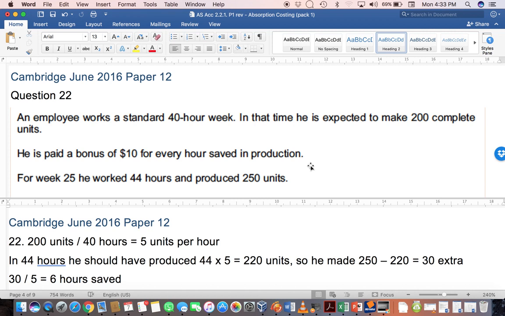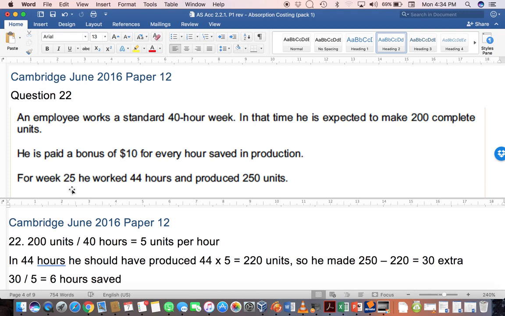Remember that every hour that is saved will also impact the machine hours that need to be used, your overheads, etc., because it means that your productivity is increasing and your overheads will be able to be split amongst more products. And that is why they might decide to give him a bonus for every hour that he saves.